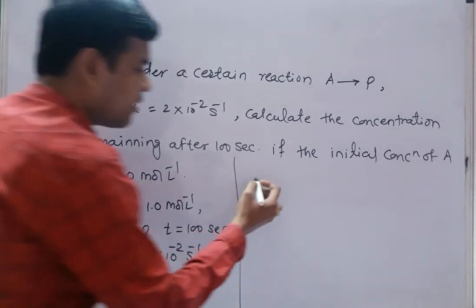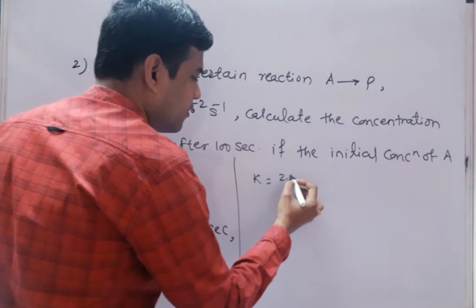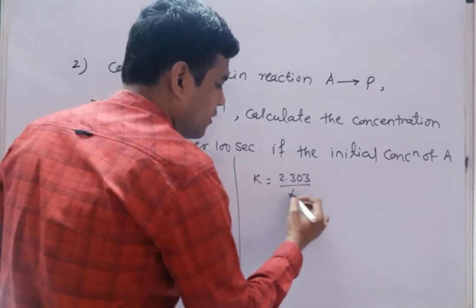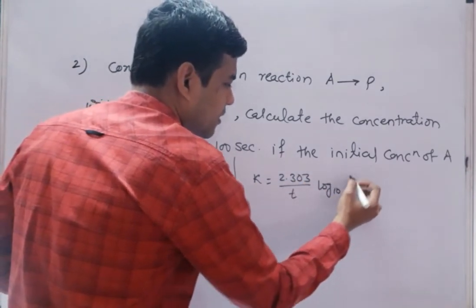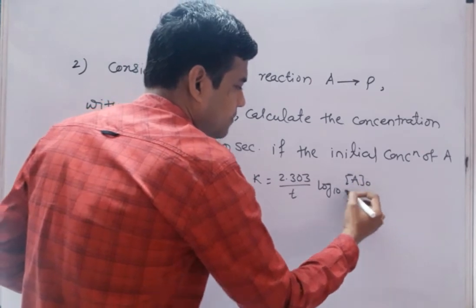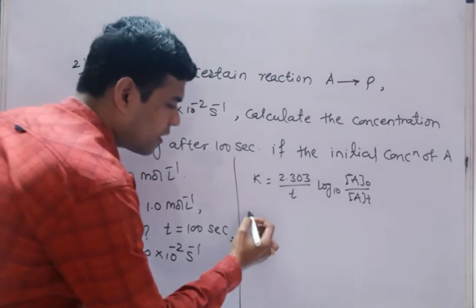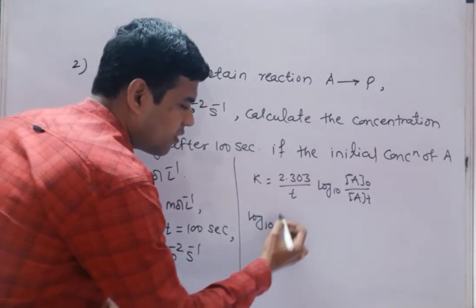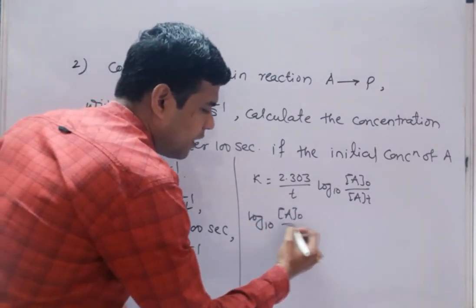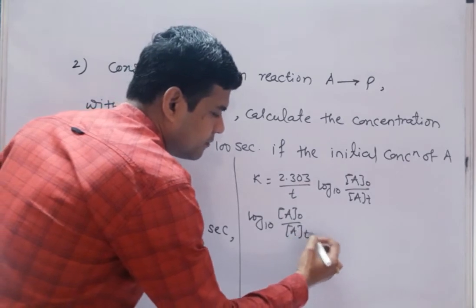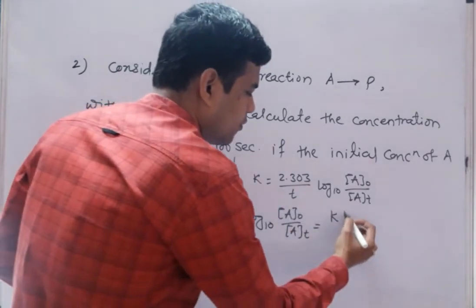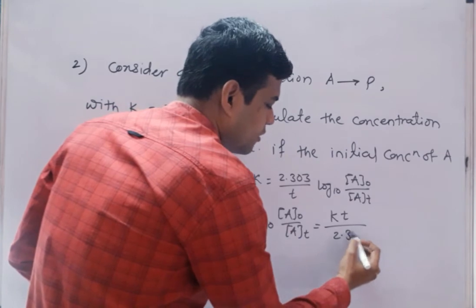And you know the formula here. K is equal to 2.303 upon T log to the base 10 A0 upon AT. Now what you have to do here? You have to rearrange this equation. Log 10 A0 upon AT is equal to KT upon 2.303.